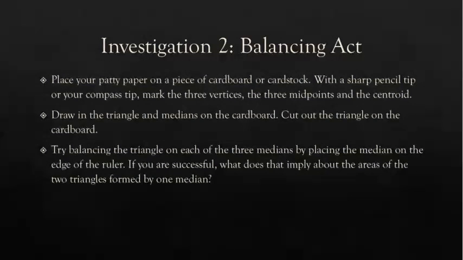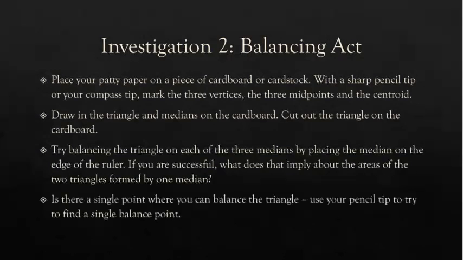You can use anything that is going to be a very thin line, and try balancing your triangle. If you're successful, what does that imply about the areas of the 2 triangles formed by one median? What do you think? I wonder if those areas are the same if it balances. Is there a single point where you can balance the triangle?